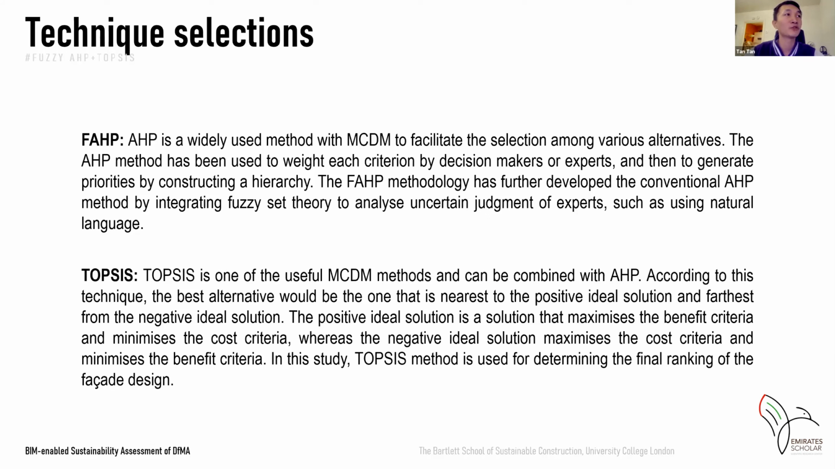And TOPSIS is one of the useful MCDM methods and can be combined with AHP. According to this technique, the best alternative is the one that is nearest to the positive ideal solution and farthest from the negative ideal solution. The positive ideal solution maximizes the benefit criteria and minimizes the cost criteria, whereas the negative ideal solution maximizes the cost criteria and minimizes the benefit criteria. In this study, the TOPSIS method is used for determining the final ranking of the facade design.